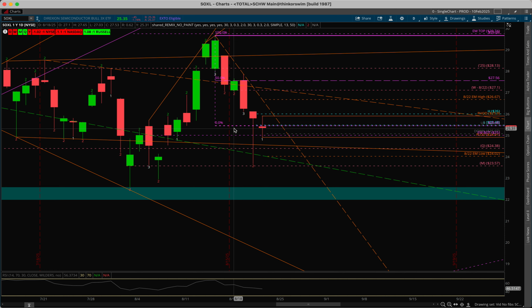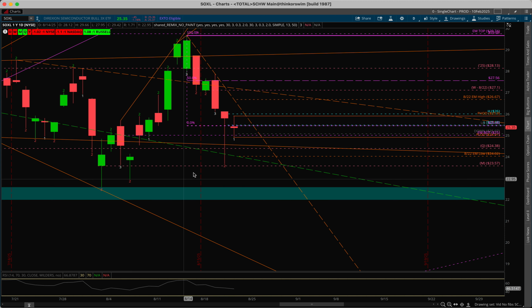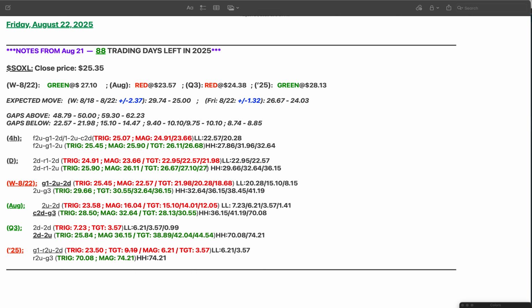26.67, and the weak flip of 27.10. And just in case we do have some type of gap and go situation, we've got the 50% of last week, which we saw was resistance and resistance here. So 27.56 will be our final extended target for the upside.